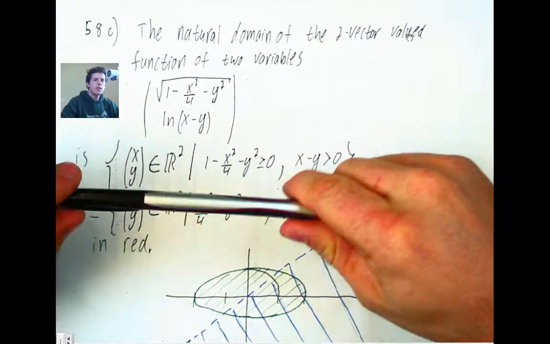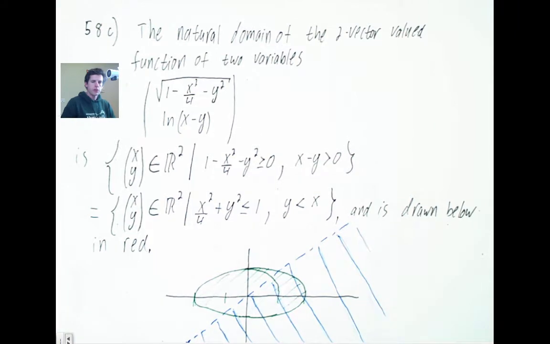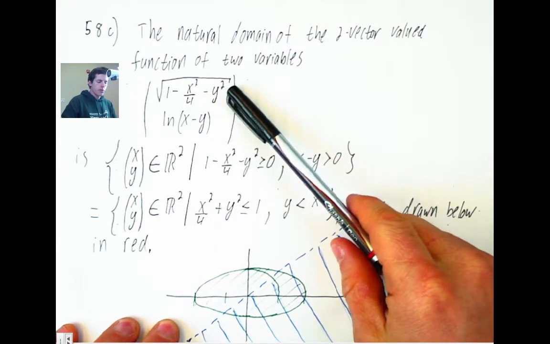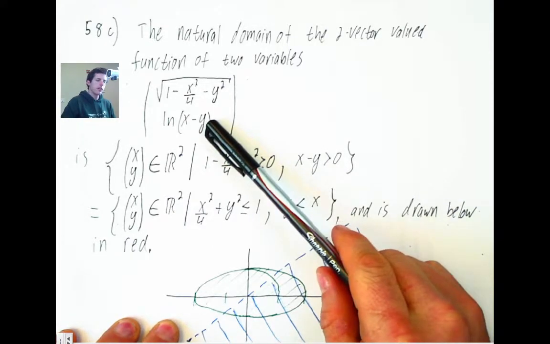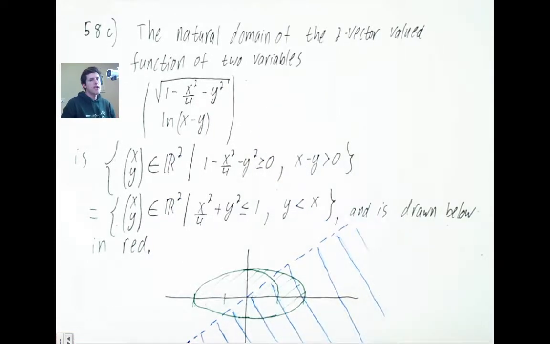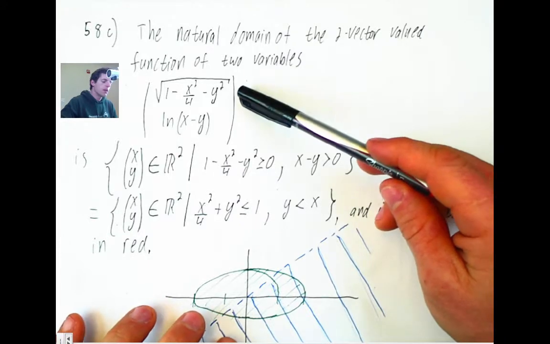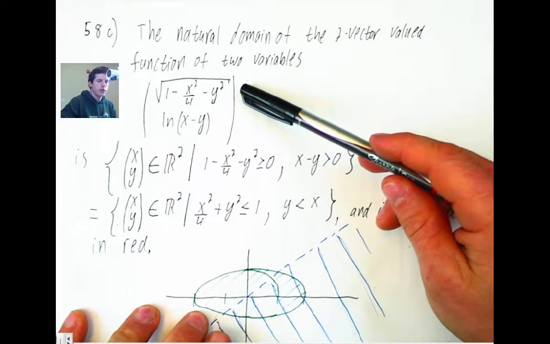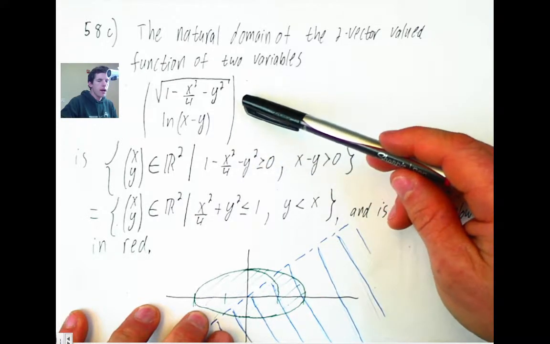All right, in 58C, I've got a two-vector valued function of two variables. The first component has a square root, the second component has a natural log. This is not going to be a linear function, of course, but the natural domain convention that you knew from before gets extended here so that the codomain is R2, the collection of all two-vectors. That is, everything that comes out of this function will be a two-vector.